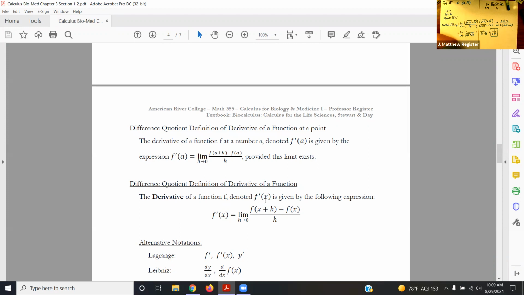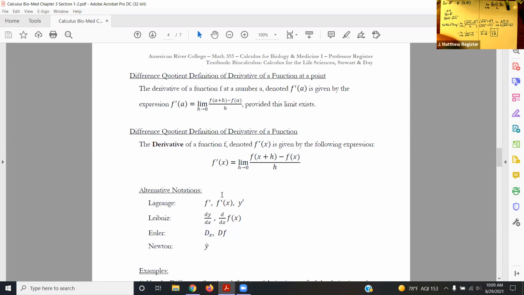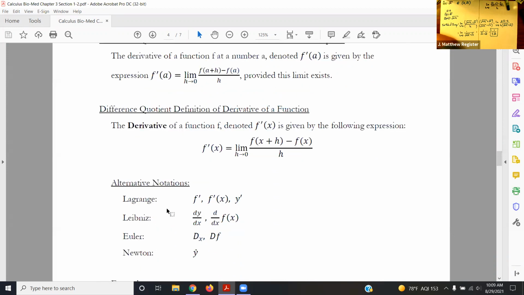But for now, we just want to get familiar with this idea. And we'll start with just some notations, because there are a lot of different notations here. And so here are some of the different notations. It turns out calculus was independently figured out by a number of people.